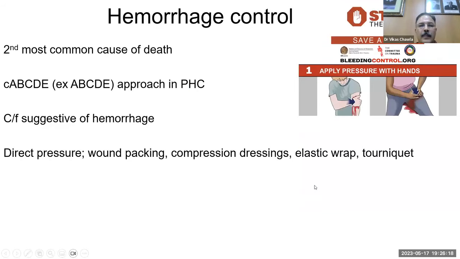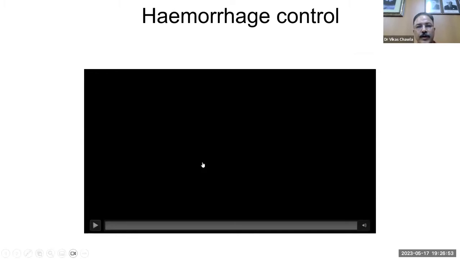Nice. Coming to hemorrhage control, it is the second most common cause of death in trauma after traumatic brain injury. And therefore, for a pre-hospital care provider, we almost always follow the XABCD approach. What is X? Exsanguinating hemorrhage. We have to check, as we discussed before, the clinical features suggestive of hemorrhage, and we follow an algorithm that is direct pressure, wound packing, compression dressings, elastic wrap, and finally tourniquet. Let's watch this video. How do we go about tourniquet control?